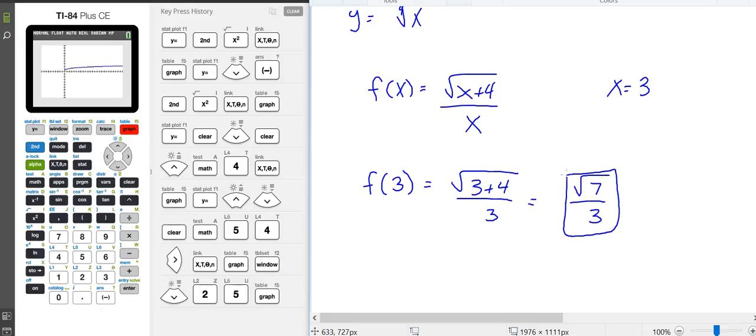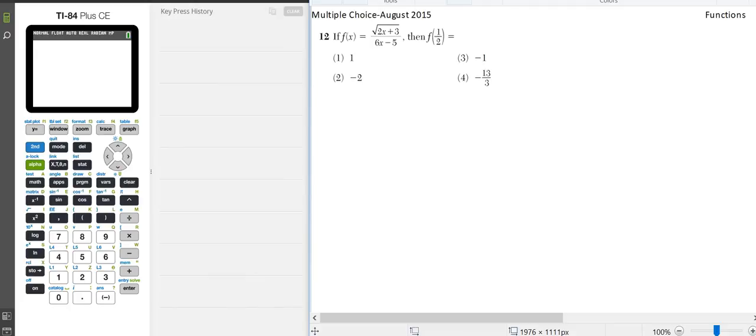Let's look at a Regents question from August 2015, question number 12. If f of x is equal to the square root of 2x plus 3 over 6x minus 5, then f of 1 over 2 is equal to, and then we have 4 answer choices. So this is a radical function because we have an x or something being multiplied by x. We have some sort of variable inside the square root symbol.